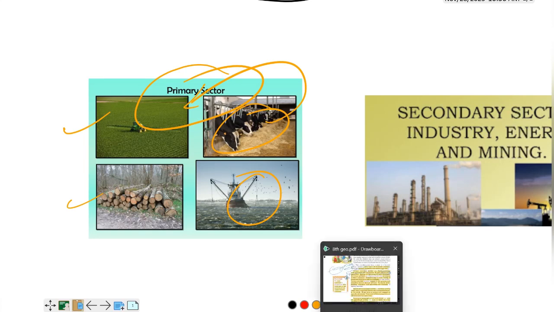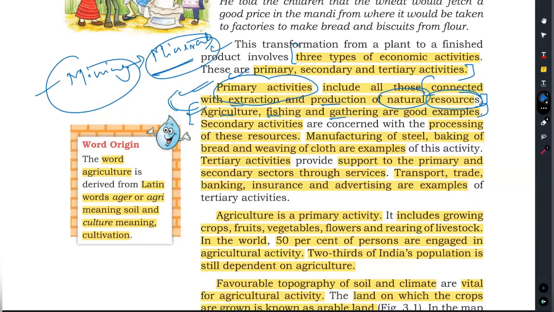Let us discuss the secondary activities. What are the secondary activities? See, the secondary activities are the processing of these resources. Which resources? These natural resources. The processing of the products which you get from the primary activities is known as the secondary activities. What are some examples? Manufacturing of steel. You produce steel by processing the natural resources which you get from mining, right?